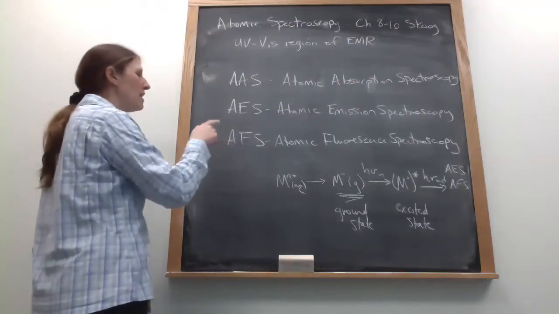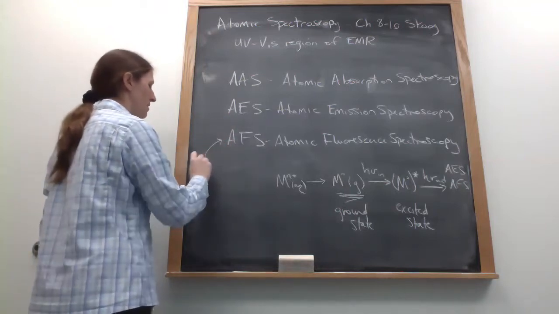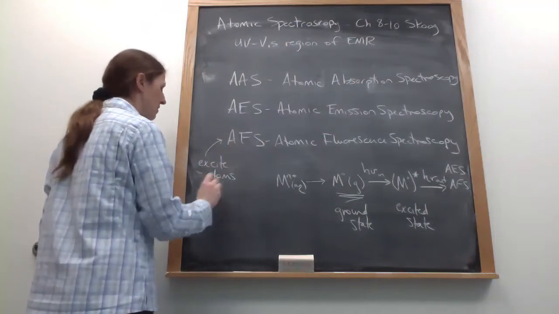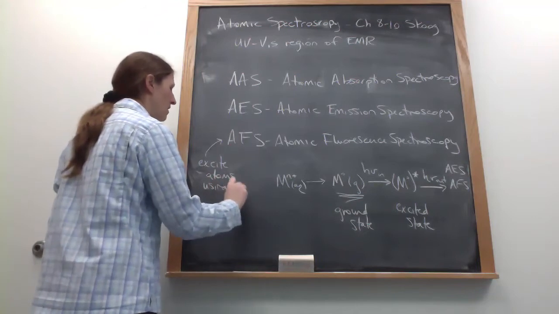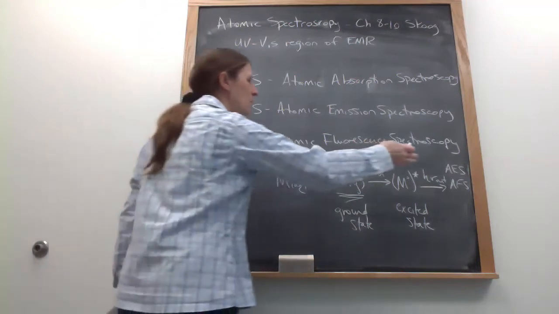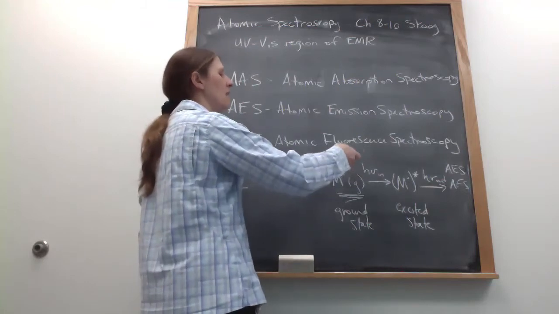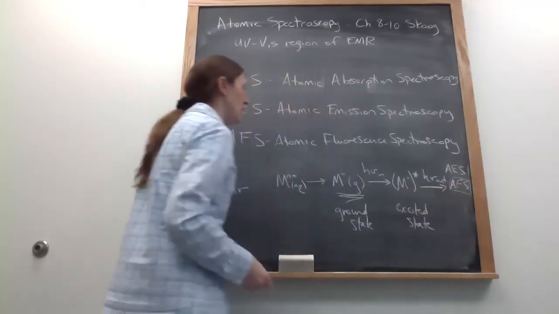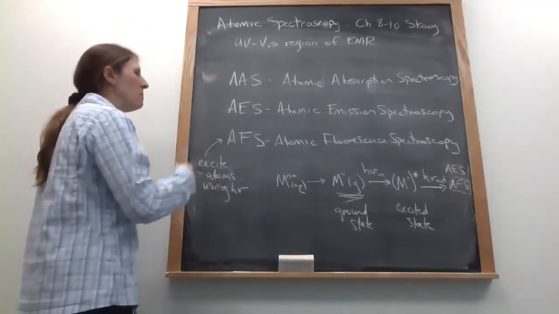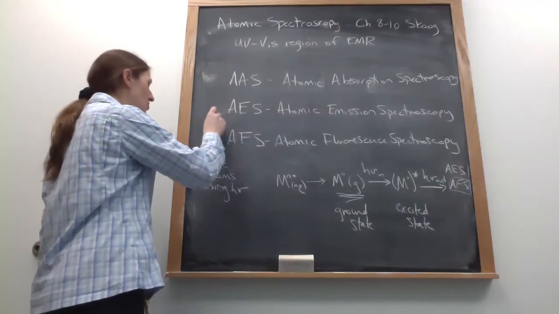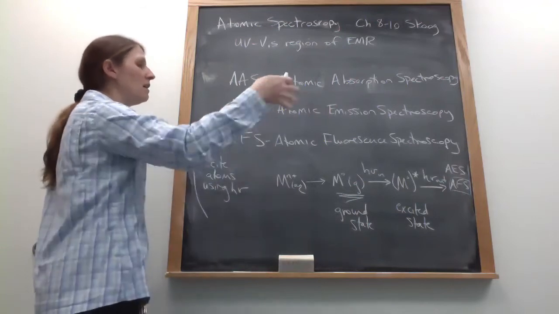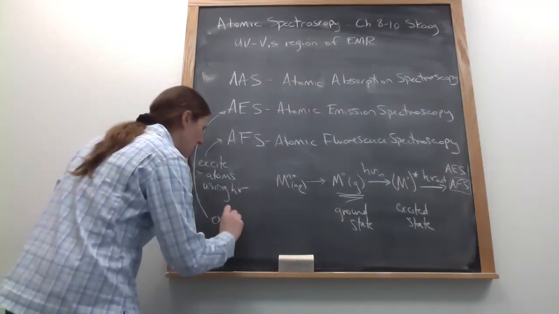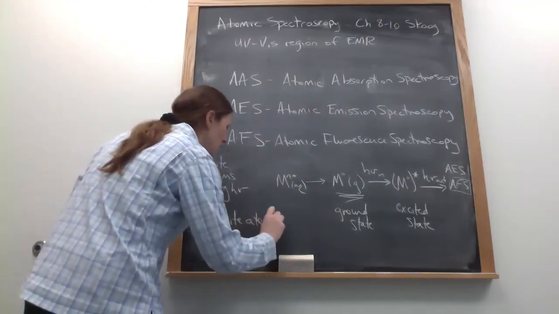Atomic fluorescence: we excite atoms using light. So this process of taking this atom to the excited state using light is particular for fluorescence. The difference between that and emission, where you're still getting to an atom in the excited state, is we excite atoms thermally.